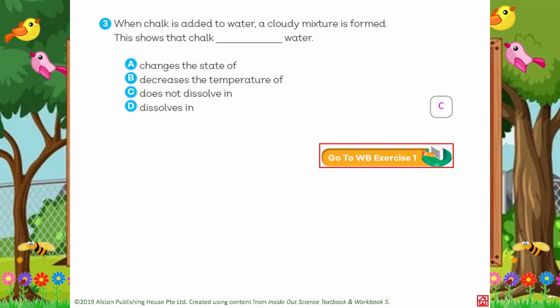So the particles of chalk are just going around in water, but it does not dissolve. When a cloudy mixture is put at rest, the chalk will actually go down to the bottom of a cup, for example, or a bowl. So chalk is insoluble, which means that it does not dissolve in water. It's just small little particles going around, but they do not dissolve in water.